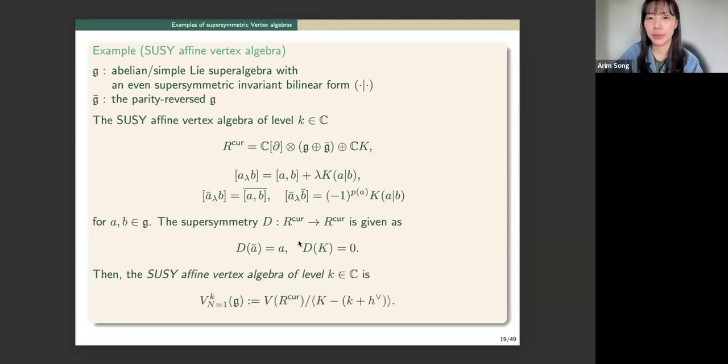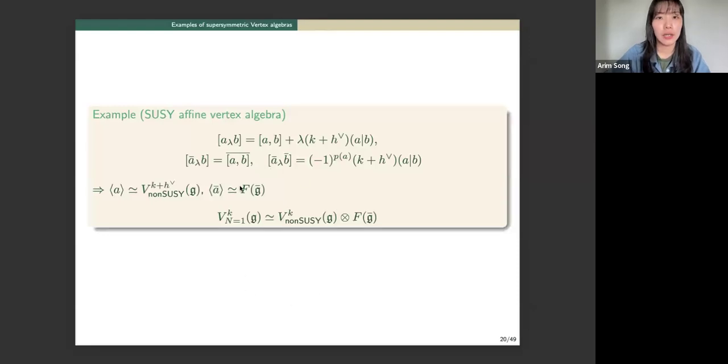Then the supersymmetric affine vertex algebra of level K is defined by the universal enveloping algebra of this Lie conformal algebra, quotiented by the central element being equal to K plus H check. Here H check is the dual Coxeter number of G. If G is abelian, H check is just zero. From this lambda bracket relation, you can see that in the first line, the vertex algebra generated by these A's is actually isomorphic to the non-supersymmetric affine vertex algebra of level K plus H check. So I wrote it in this way.